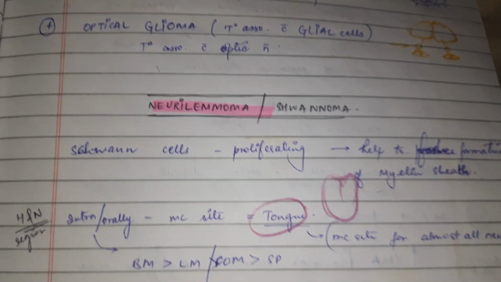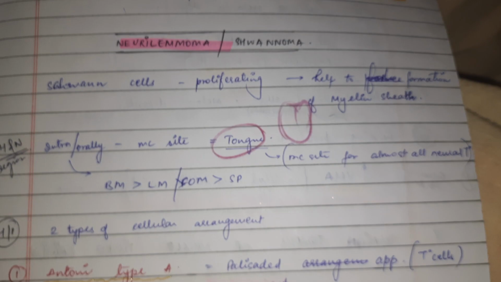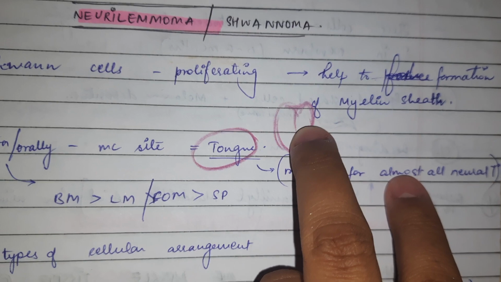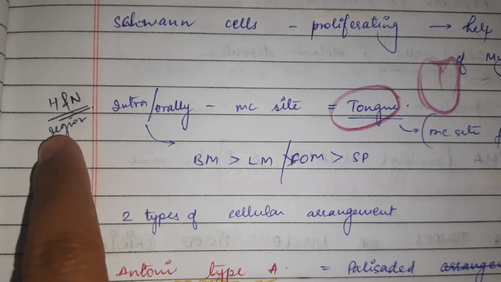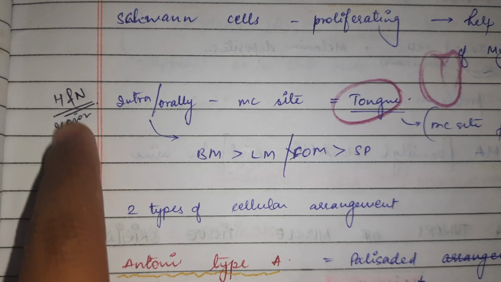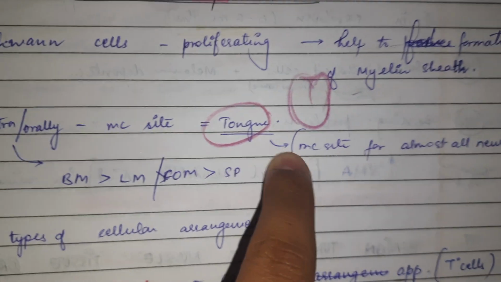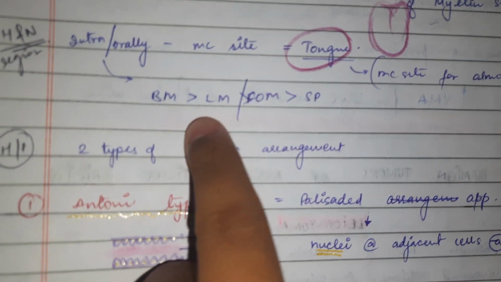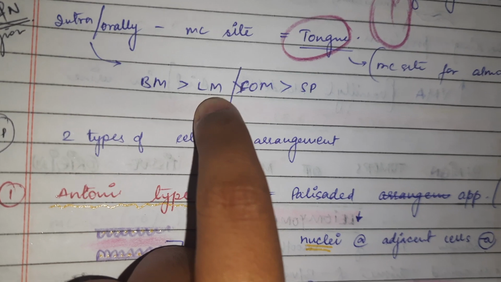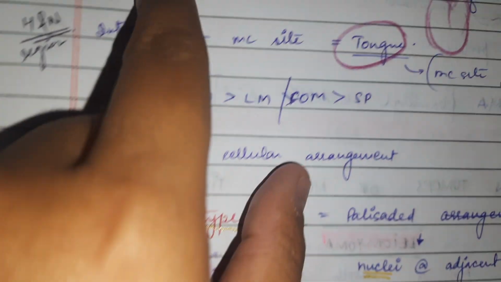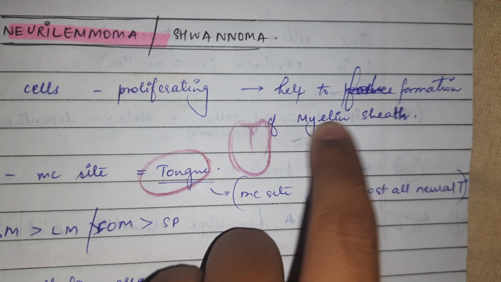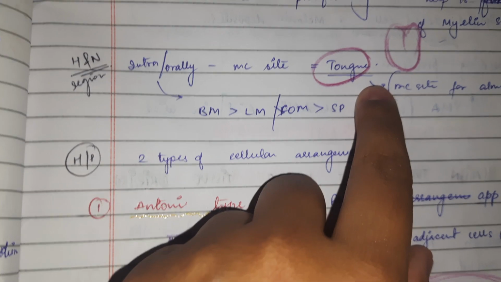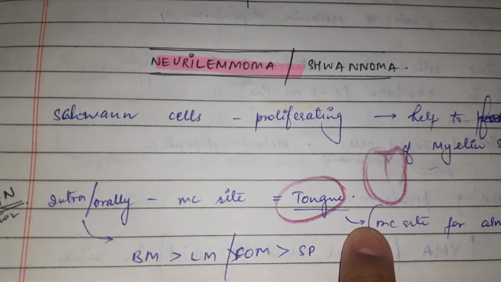Then neurilemmoma or schwannoma, where Schwann cells proliferate and help in the formation of the myelin sheath. In the head and neck region, intraorally, the most common site is the tongue. The most common site for almost all neural tumors is the tongue, then buccal mucosa, labial mucosa, floor of the mouth, and soft palate. Most commonly, neurilemmoma is present in the tongue.